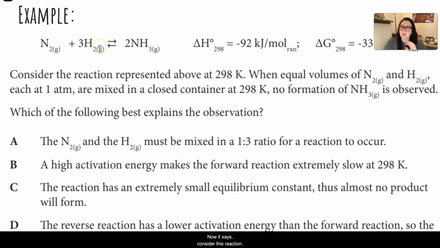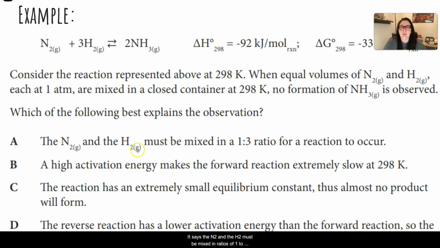Now, it says, consider this reaction. So which of the following best explains this observation? So let's look at what they gave us. It's a negative delta G. It should be thermodynamically spontaneous. It should happen on its own. Doesn't mean it's going to happen fast. So we don't really observe a lot of NH3 being produced. So they give us this multiple choice question, and let's run through it.